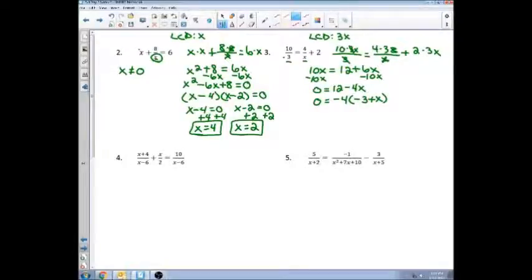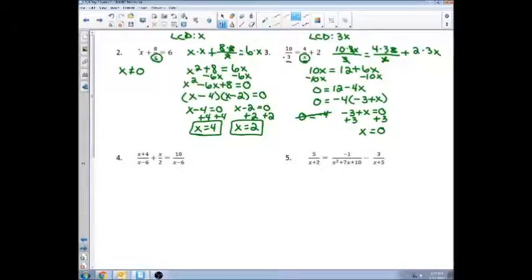Now that I'm fully factored, 0 can equal negative 4. That's not true. Negative 3 plus x would equal 0. Add 3 to both sides. So x equals 3.